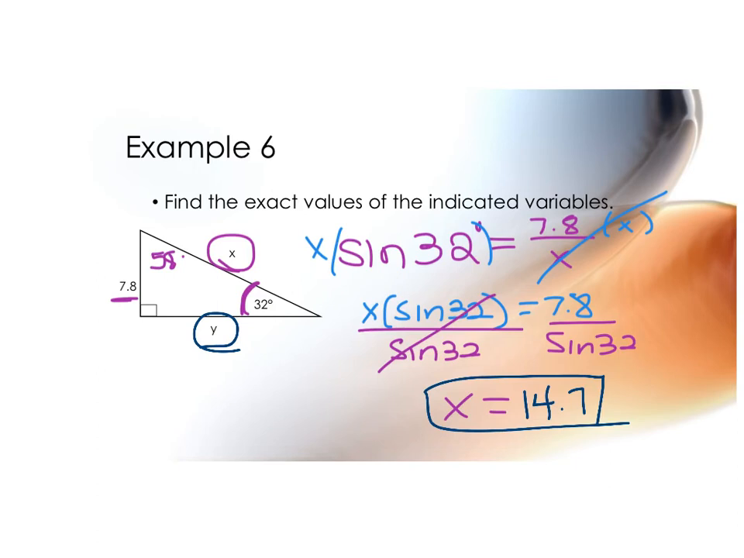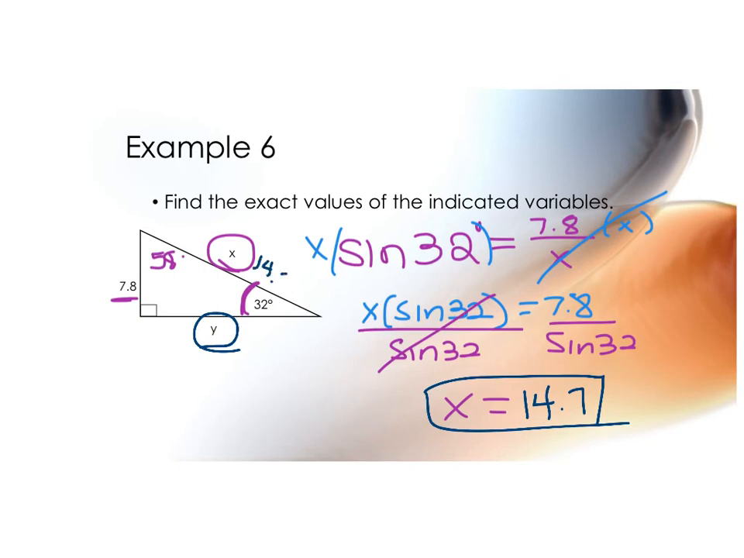So what are the options? You could do the Pythagorean theorem. I could use the tangent. I could even use opposite and adjacent, so opposite and adjacent is tangent. I could use adjacent and hypotenuse because I found the x. So what's the advantage of doing one over the other?